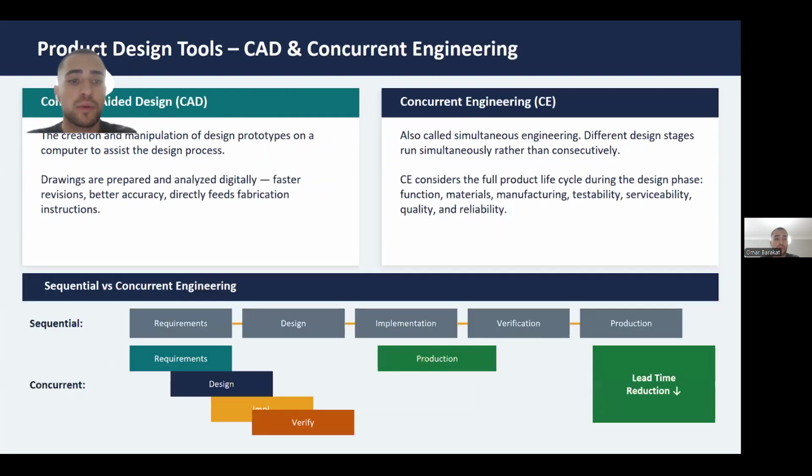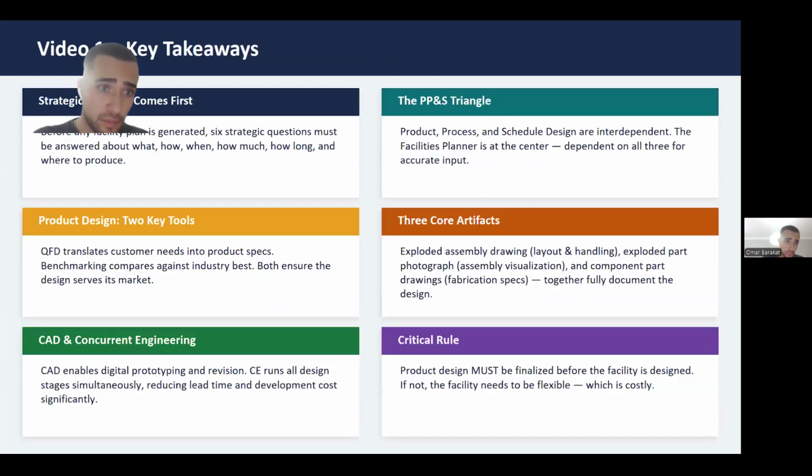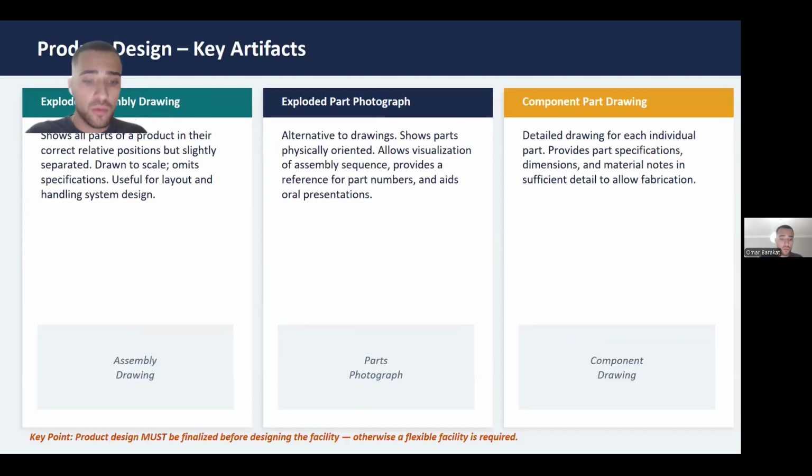Product design produces three documents that the facility planners use directly. One is the exploded assembly drawing. This drawing shows all parts of the product in their correct relative positions, slightly separated so each component is visible. It's drawn to scale but omits specifications and dimensions. The purpose is visualization. Second is the exploded part photograph.